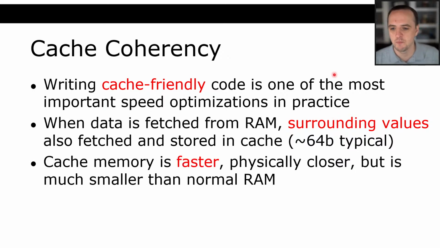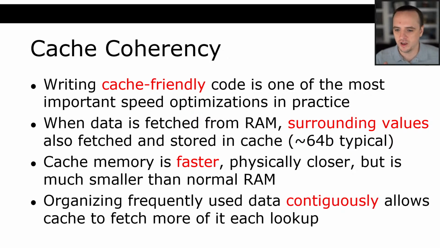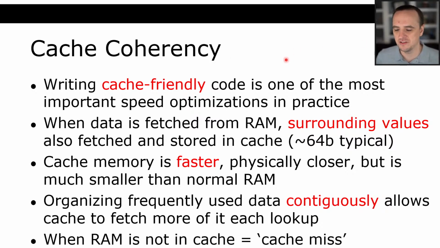Cache memory is much faster, physically closer. It is also much smaller than normal RAM. And so if you organize frequently used data contiguously in memory, meaning right next to each other, that allows your cache to fetch more of it on each lookup. And when the data is not in cache, it's called a cache miss.